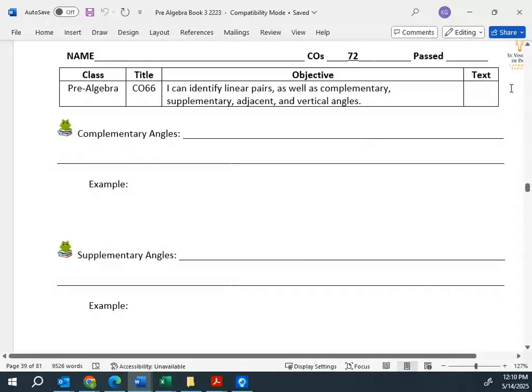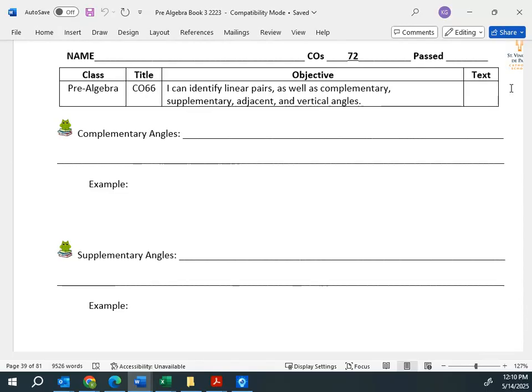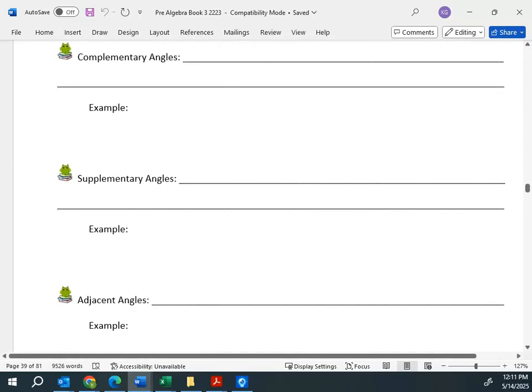Good afternoon. Today we are continuing on with those angles, working on CO66. I can identify linear pairs as well as complementary, supplementary, adjacent, and vertical angles. So, first thing, this first page is all those definitions, right? We need to know what the words mean before we can work with these. So, complementary angles. Who remembers what a complementary angle is? We reviewed this before we did math testing.